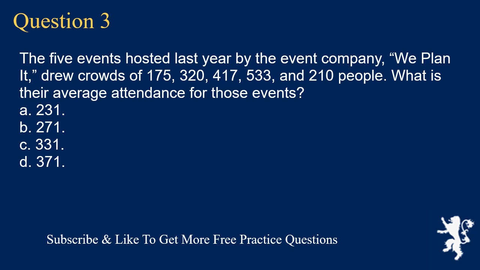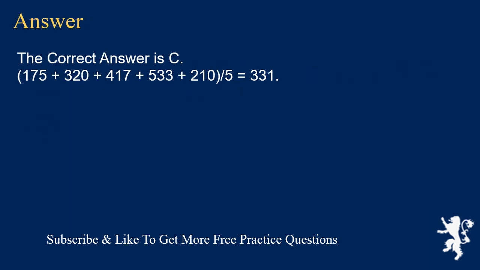Question 3. The 5 events hosted last year by the event company, We Plan It, drew crowds of 175, 320, 417, 533, and 210 people. What is their average attendance for those events? A. 231. B. 271. C. 331. D. 371. The correct answer is C. (175 + 320 + 417 + 533 + 210)/5 equals 331.